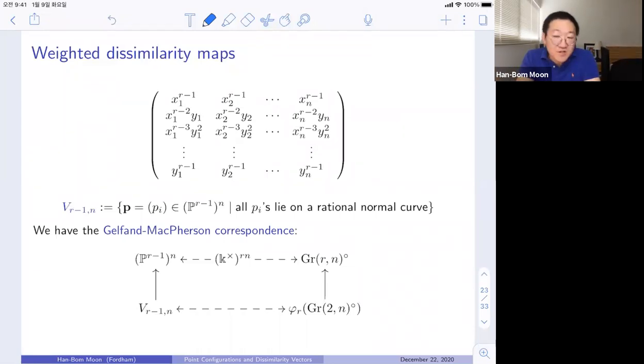They are different varieties. They have different dimensions. They have different natures. However, the defining equations of V_{R-1,n} and the defining equations of the image of the Grassmannian can be identified.